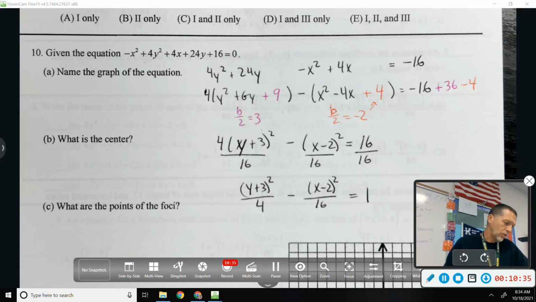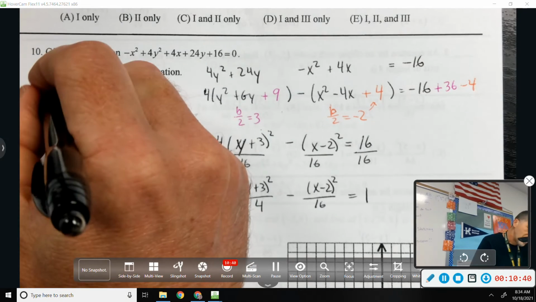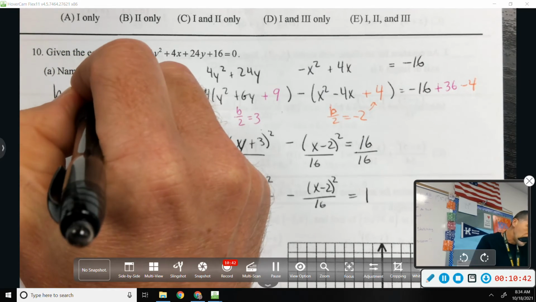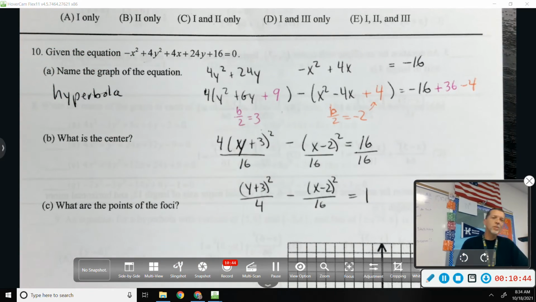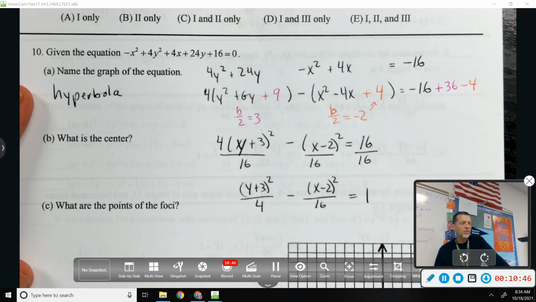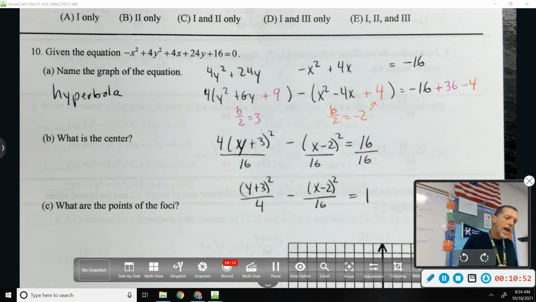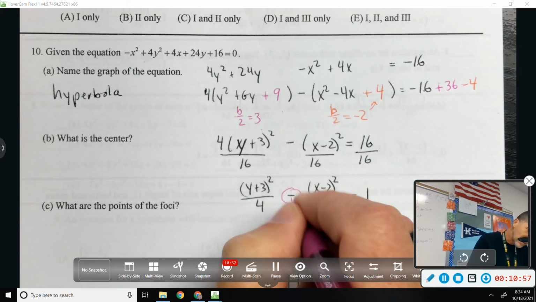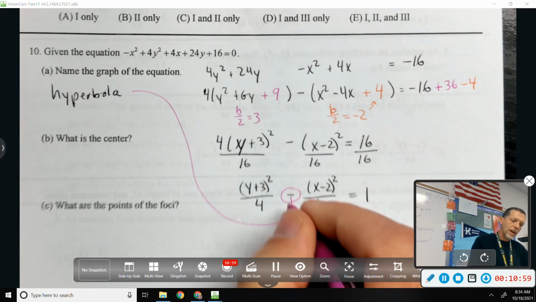Now we can start answering the questions. Name the graph of the equation. Hyperbola. It's on the hyperbola worksheet, so of course it's a hyperbola. But that's good practice because on a review or on the test, they could all be jumbled up, and you'd have to recognize that that's a hyperbola. And it's a hyperbola because there's a subtraction sign. The minus sign is the giveaway.